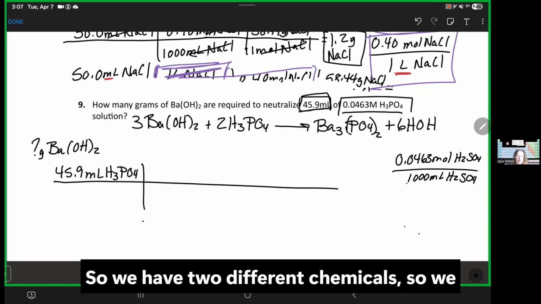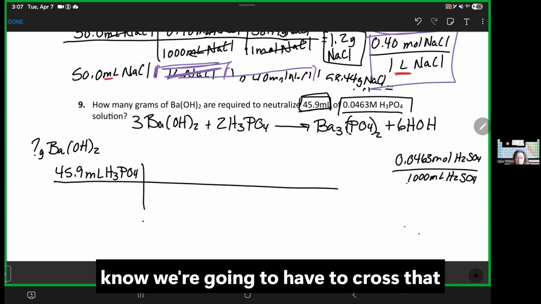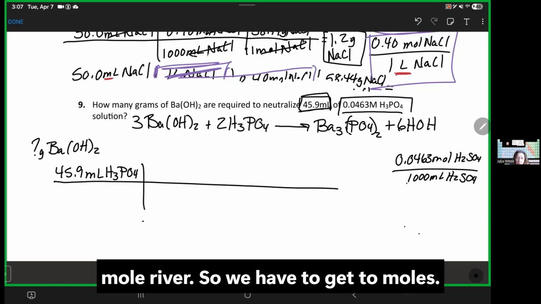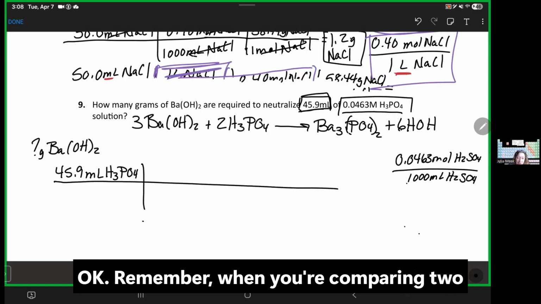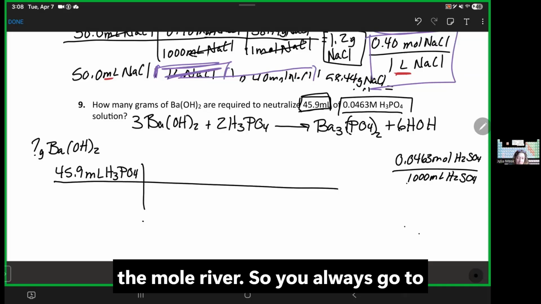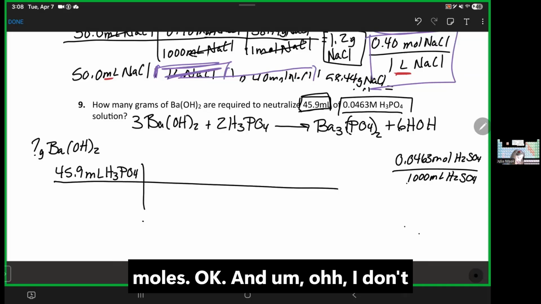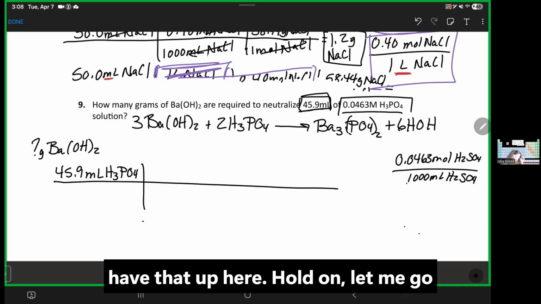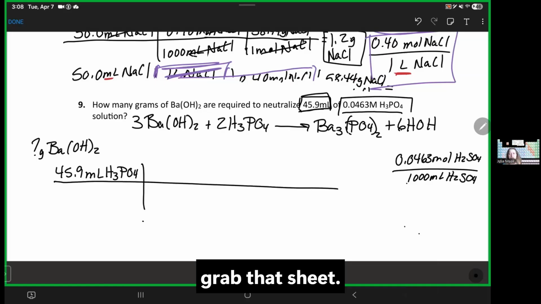So we have two different chemicals. So we know we're going to have to cross that mole river. So we have to get to moles. Okay, remember when you're comparing two different chemicals, it's always crossing the mole river. So you always go to moles. Okay, and oh, I don't have that up here. Hold on, let me go grab that sheet.